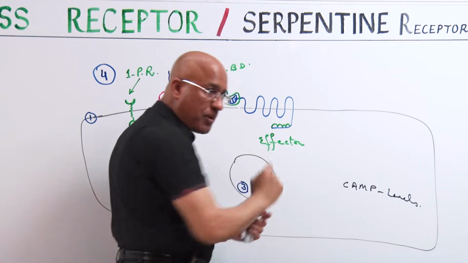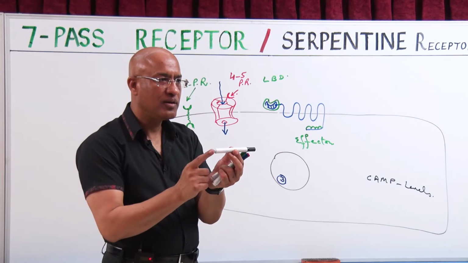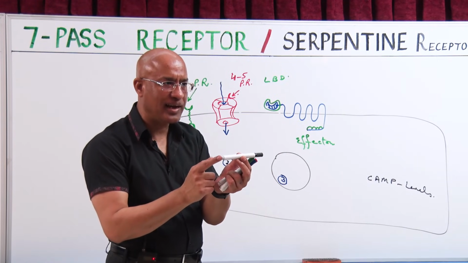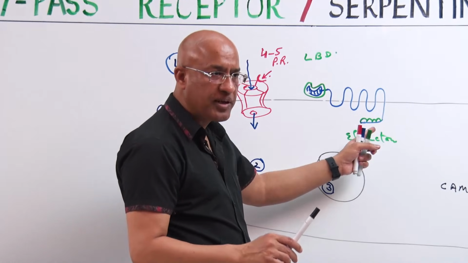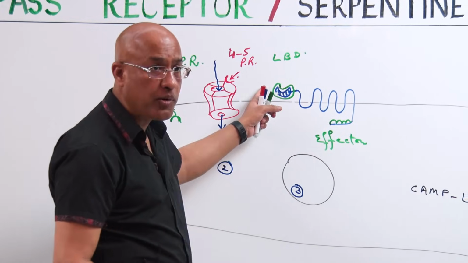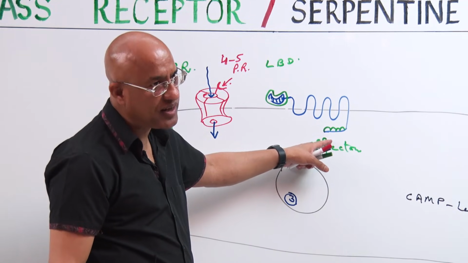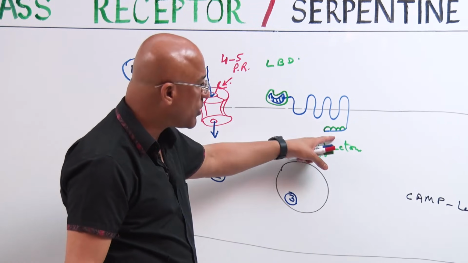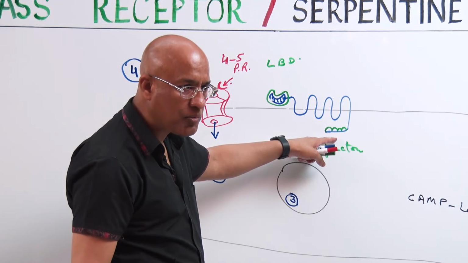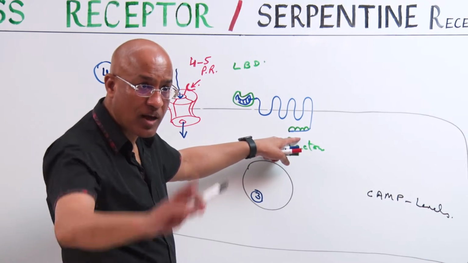You know, a peptide chain has 2 ends, the amino end and the carboxyl end. So what happens? When these peptide chains pass through the membrane 7 times, they are always keeping the amino end outside and the carboxyl end inside. So we say the amino terminus is outside, extracellular, and the carboxylic terminal is inside. Am I clear?